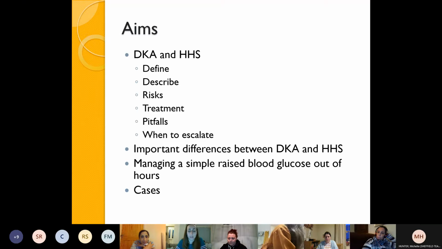Quickly go through the differences between the two conditions and then go through managing a simple raised blood glucose out of hours, which is something that we obviously have every single night. And I think everyone sort of struggles with it because there are so many options of different treatments. So I'll try and simplify that for you guys. And then we've got a few cases at the end.